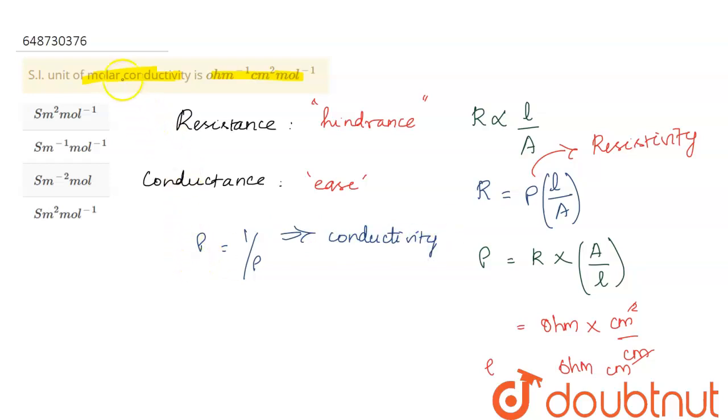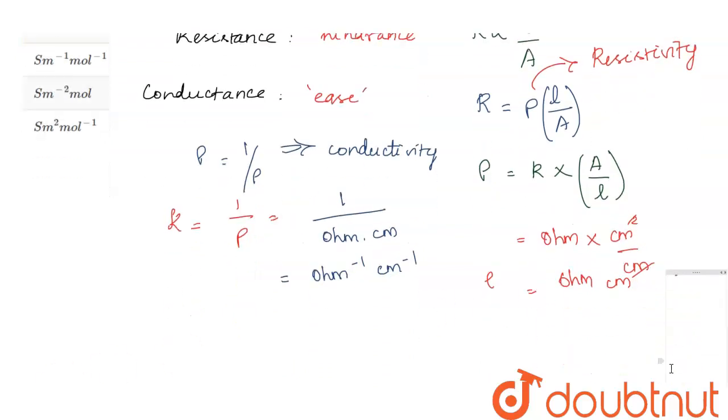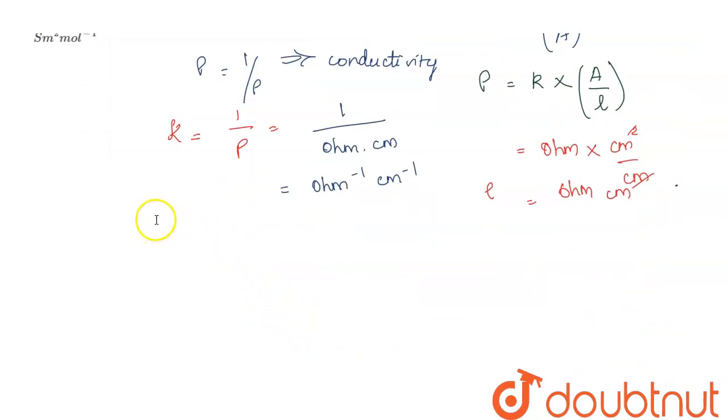Now we have to know the value of this conductivity, denoted by kappa, K. It is equal to 1 by rho, which means the inverse of the resistivity. Substituting the units, conductivity K will be equal to 1 by ohm centimeter, which is ohm inverse centimeter inverse. Now we have got a basic introduction of what is meant by conductivity, resistance and resistivity.